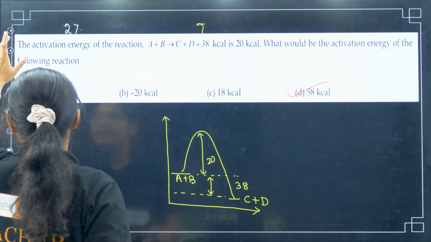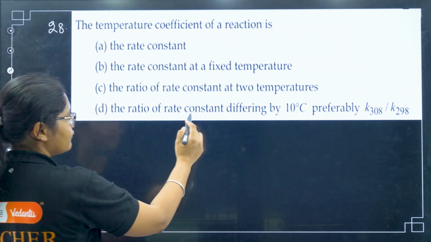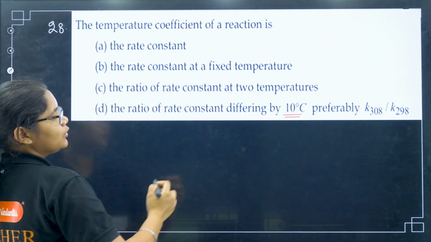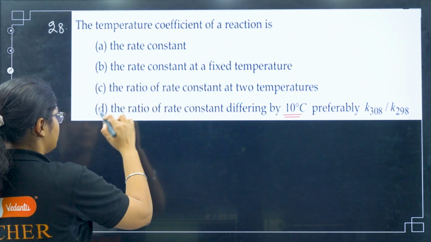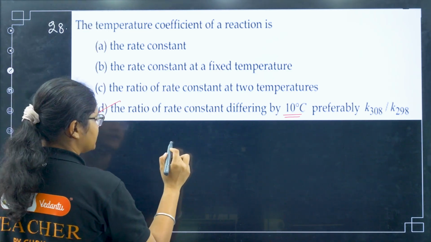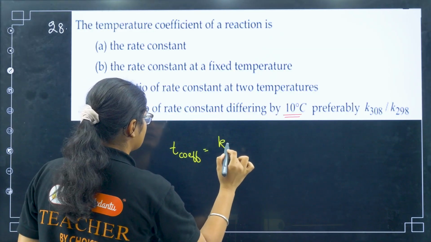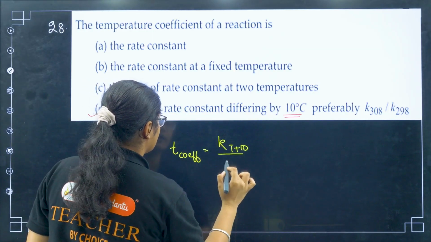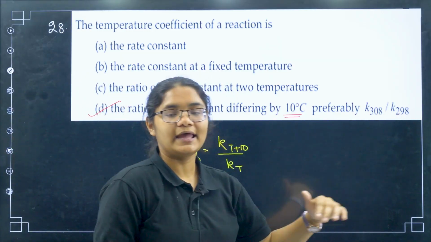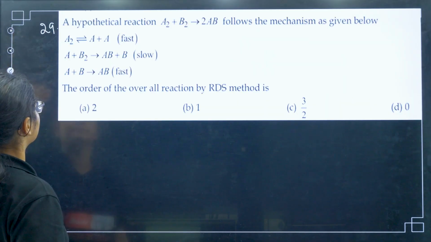Okay, next question, the temperature coefficient of a reaction is the ratio of the rate constant differing by 10 degrees Celsius, preferably 298 and 308. So temperature coefficient is basically K at T plus 10 divided by K at T. And preferably we consider room temperature and 10 degrees above room temperature. So the correct answer will be option number D.